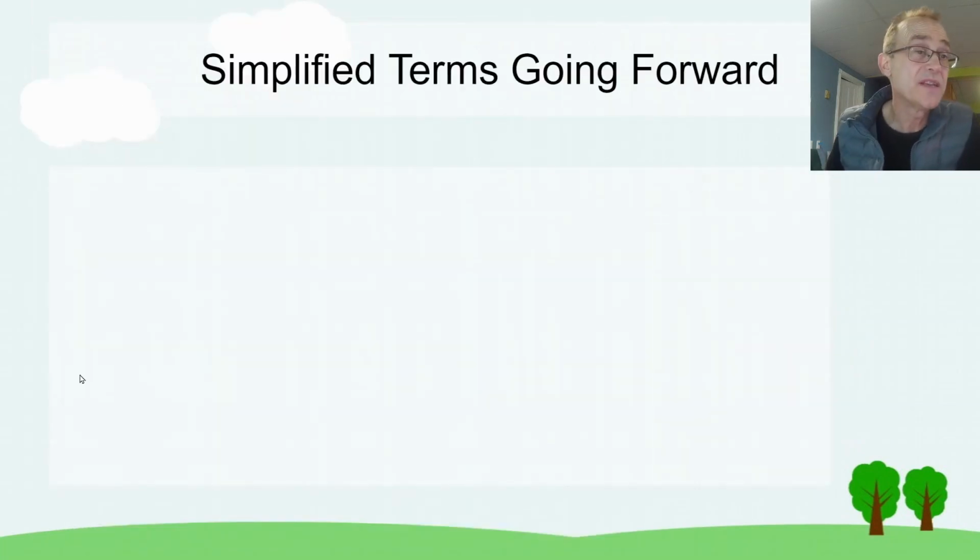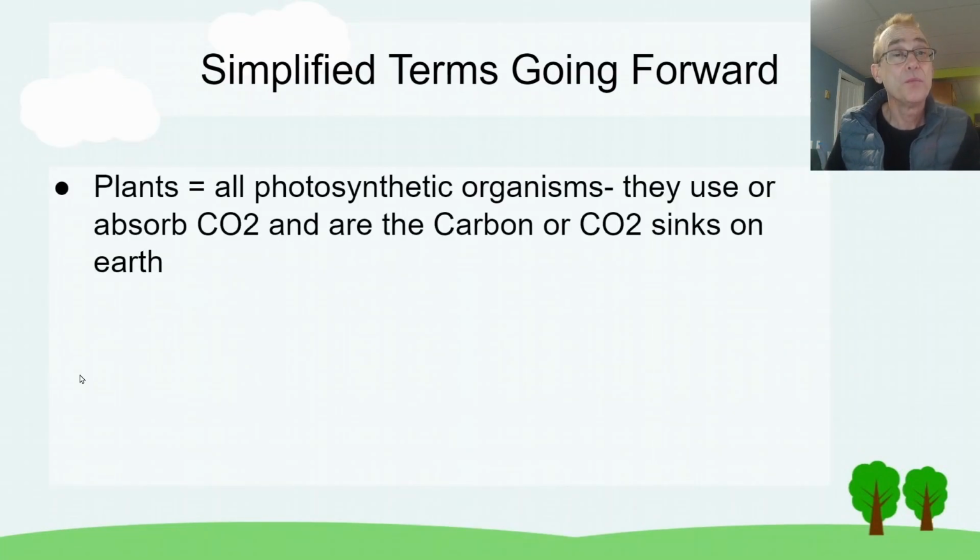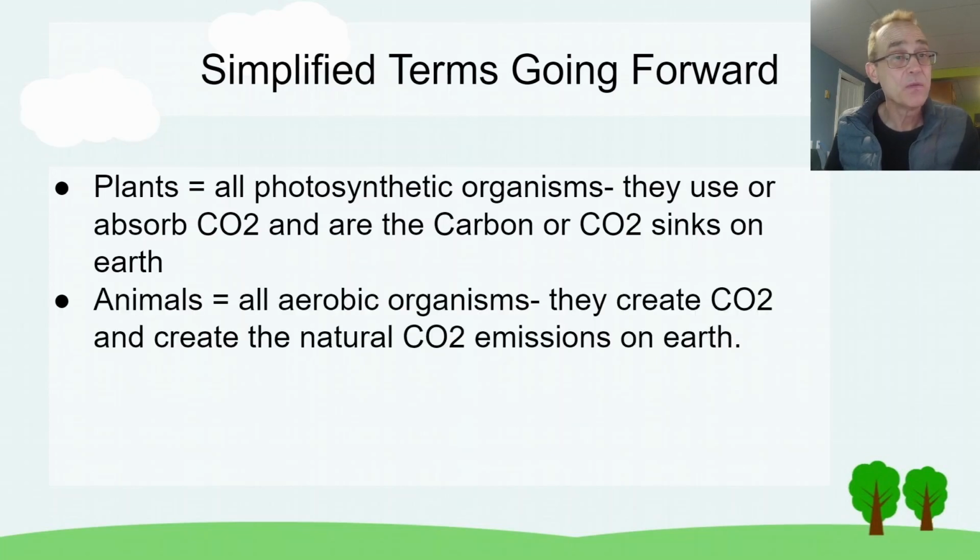Here are some simplified terms going forward. Plants will be used to describe all photosynthetic organisms. They use or absorb carbon dioxide and are the carbon or carbon dioxide sinks on Earth. Animals will be used to describe all aerobic organisms. They create carbon dioxide and create the natural carbon dioxide emissions on Earth.